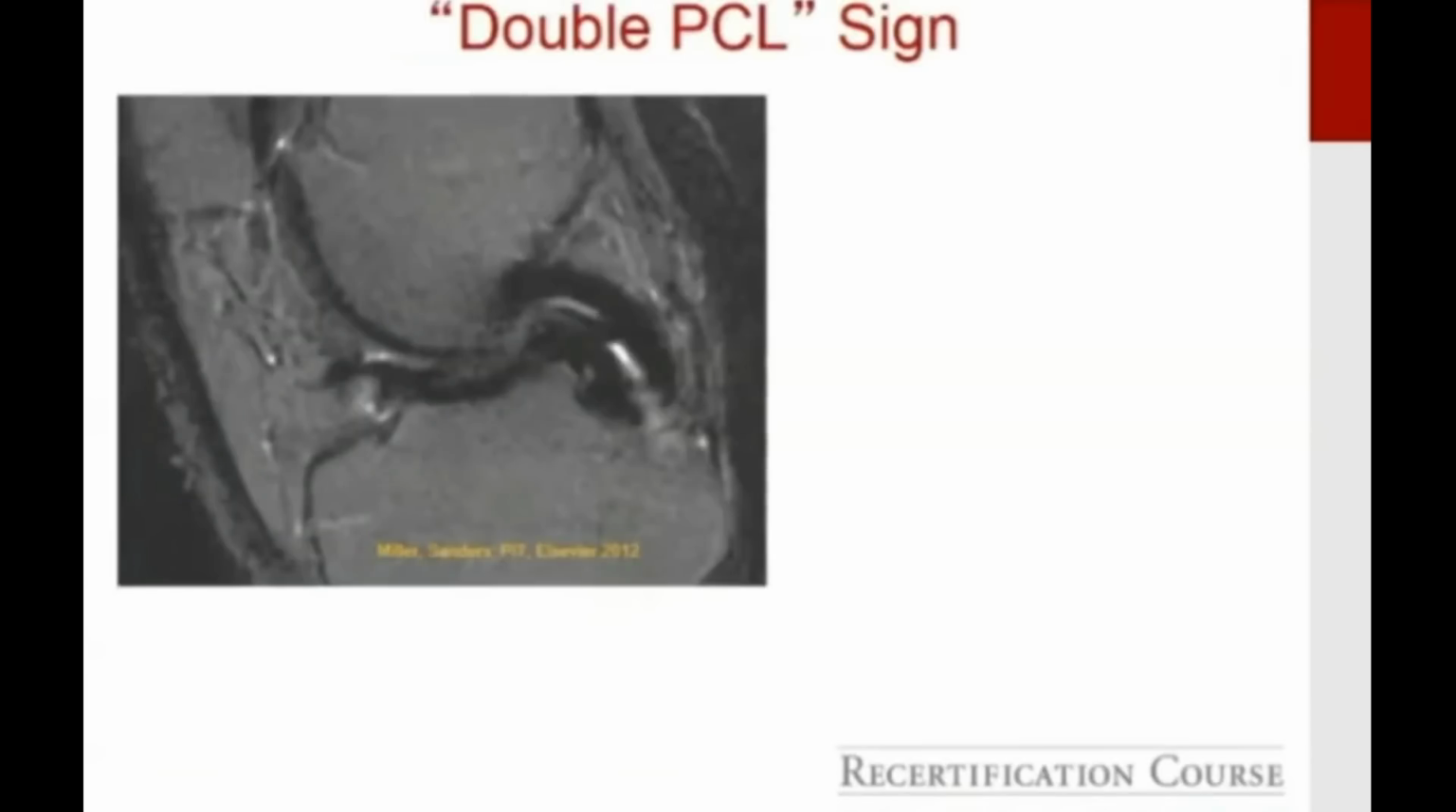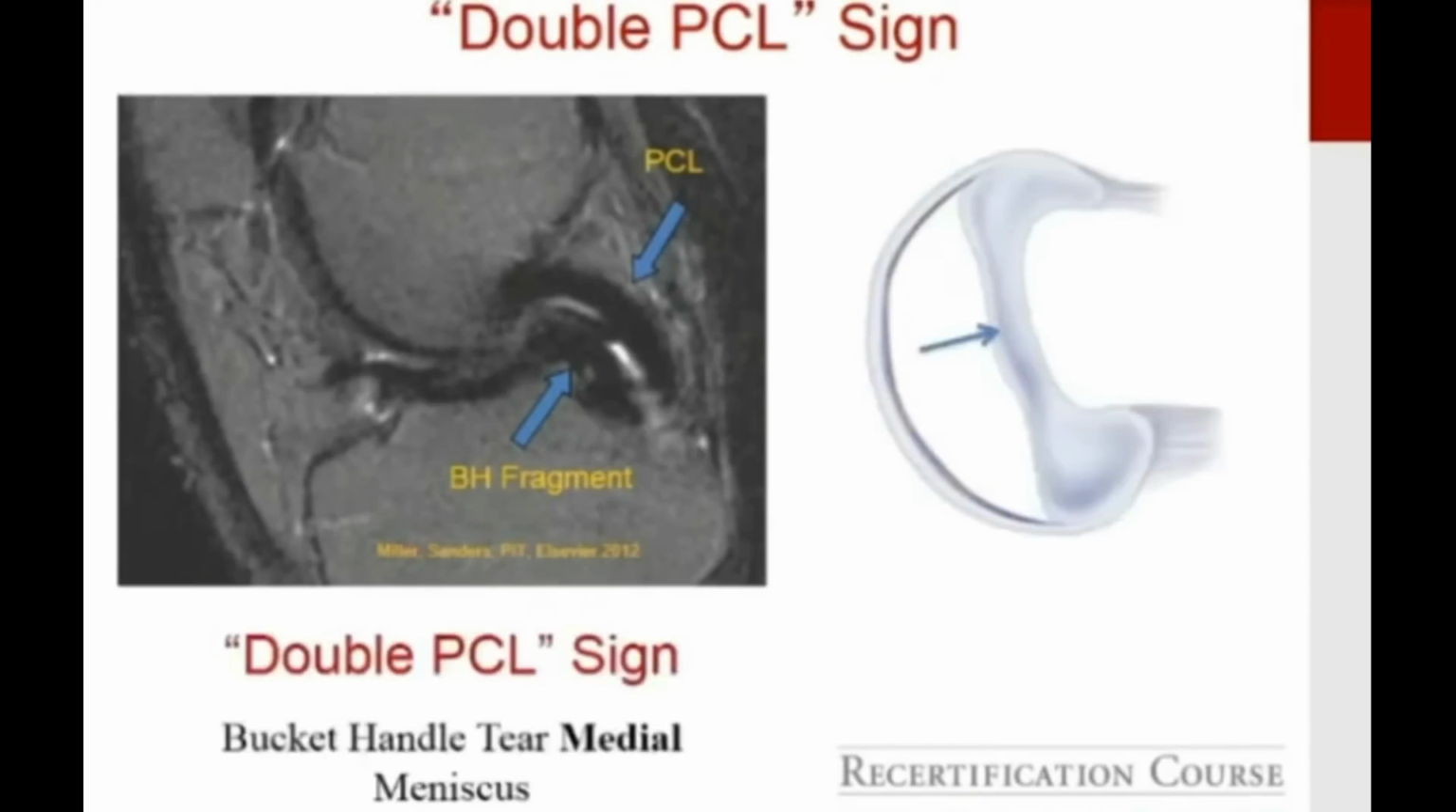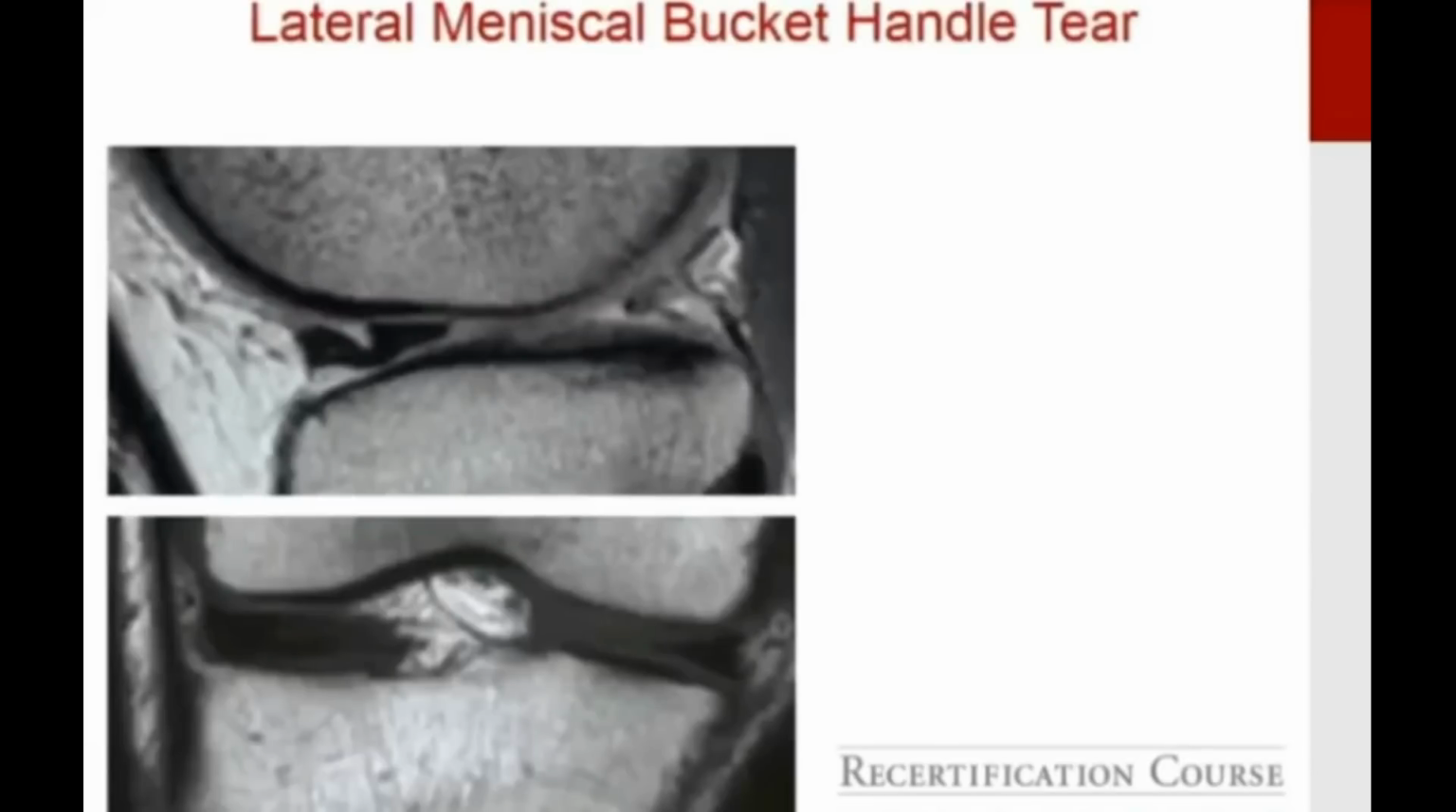Two of the most common signs we see and often show up on examination is the double PCL sign, and this is specific for the medial meniscus bucket handle tear. Here we see the normal appearance of the PCL, and then you see a second structure just inferior to it that looks like a second PCL, and this is actually imaging through the displaced bucket handle tear. And again, if you see this sign, double PCL in the sagittal imaging plane, this is indicative of a tear of the medial meniscus.